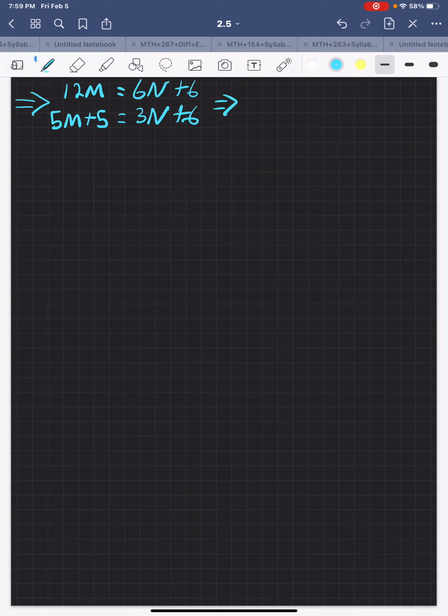We end up with 12m minus 6n equal to 6. And then 5m minus 3n is equal to, well, if you have 6 and you take away 5, you have 1. There's your system of equations.